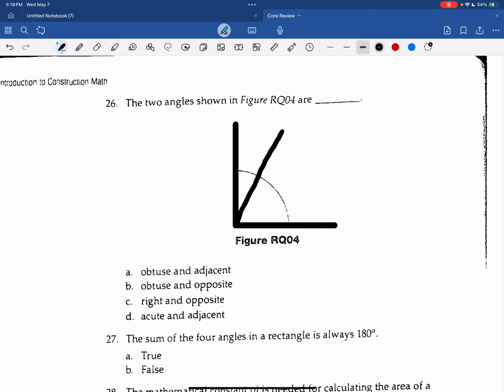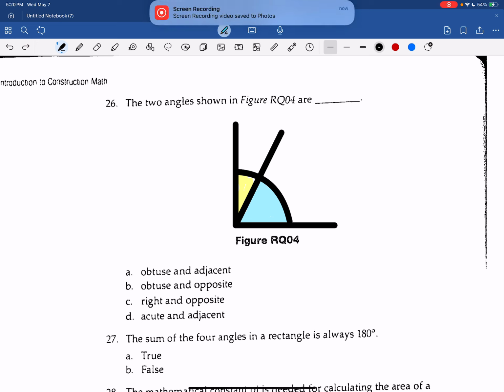Here's an angle, and here's that arc that we're looking at. Now I can tell you that the two of them together make 90 degrees, so they're complementary. But that's not one of my choices. They want to know about these two angles. The whole thing adds up to 90, so these two are smaller than 90. That means they're acute. This one's acute because it's less than that full 90 degrees.